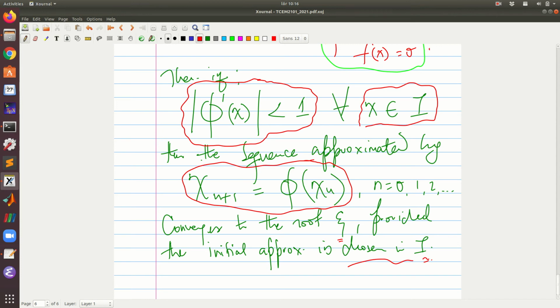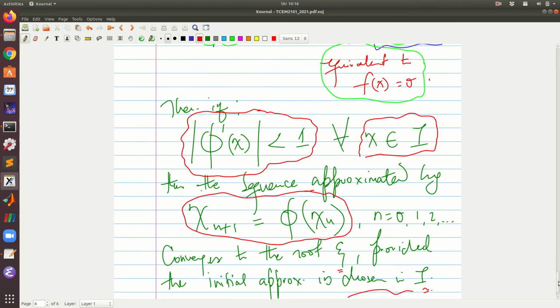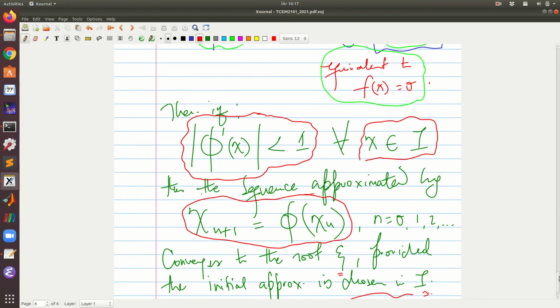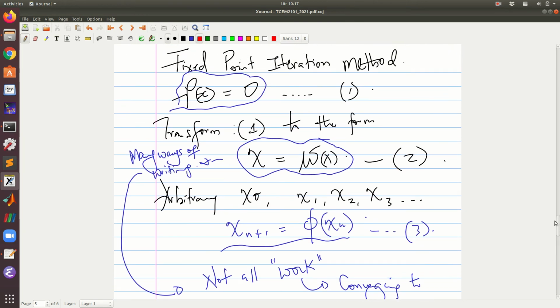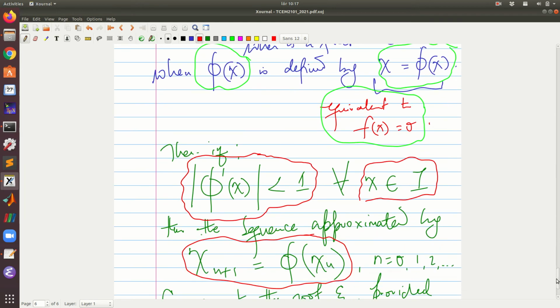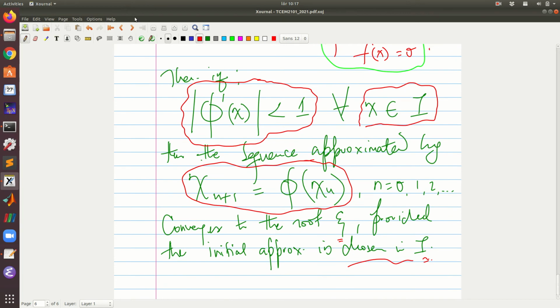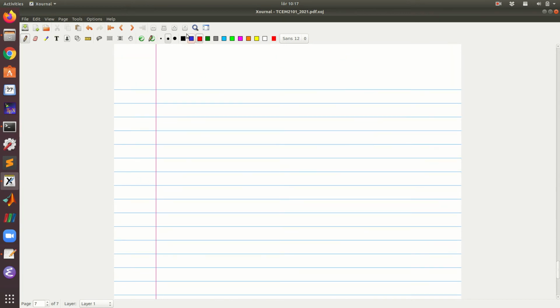So why did we come up with this theorem? Not that we came up with it. Why have we used this theorem? We have used it because we have been told, or we shall later on see, that in transforming our form f of x equals 0 into this form, there are many ways to do it. However, some are going to be convergent and some will not. Let us stop being quite abstract and look at an example.